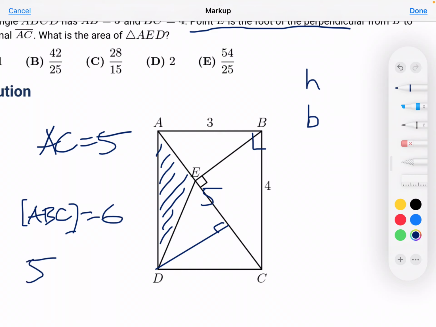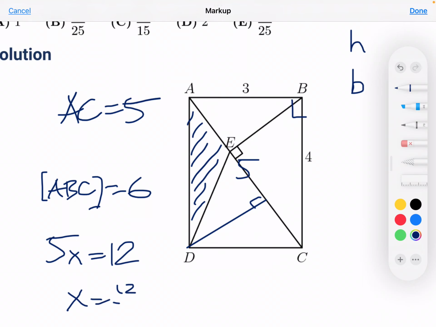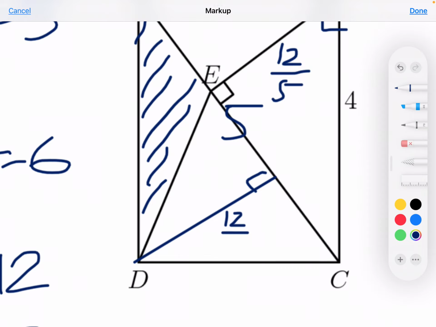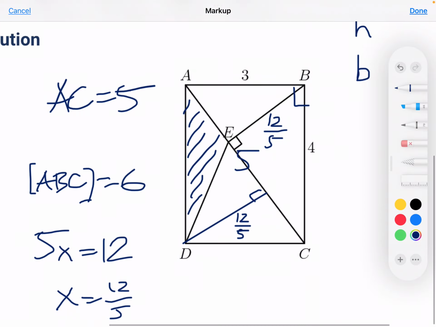So now 5 times what is 6? Actually, no, 5x would be 12, because if it's a rectangle, we would then divide that by 2. So x would be 12 fifths. It is, because 5 times 12 fifths is 12, and divided by 2, that's 6. So this is 12 fifths, and so is that 12 fifths. Now we have our height, 12 fifths, wonderful.